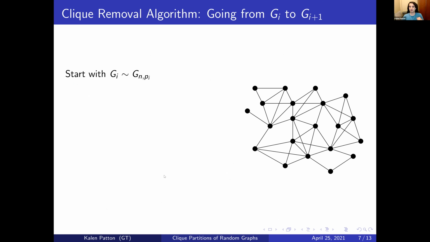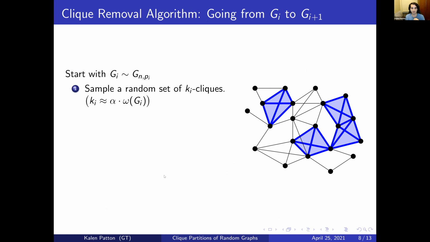Now, to show how we can maintain this key property throughout the algorithm, I wanted to give a rough overview of one step. In one step, we start from a graph G_i, which resembles an Erdős-Rényi graph G(n,p_i). The first thing we do is sample a random set of k_i cliques, k_i being some fixed fraction of the clique number of G(n,p), the largest clique size. So we're not really working with cliques of maximum size, but cliques of some fixed fraction of the maximum size.